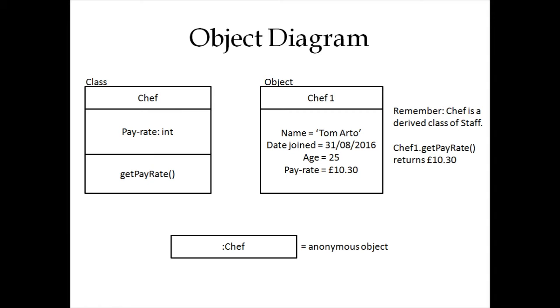Object diagram. A class is a template for an object. Mr. Arto here is a chef, who joined on the 31st of August 2016. If you see a colon, then the class name, this means that the object is anonymous. In other words, we don't know what object it is.